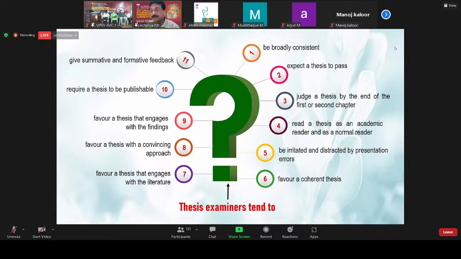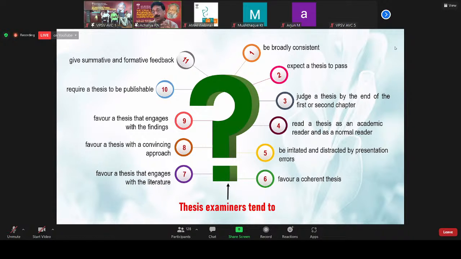And a thesis must always be clear of typographical errors. Dear students, in the evaluation report there is a column by each and every university that there are no major grammatical errors or typographical errors in the thesis. That part is also considered. And favor a thesis that engages with the literature.